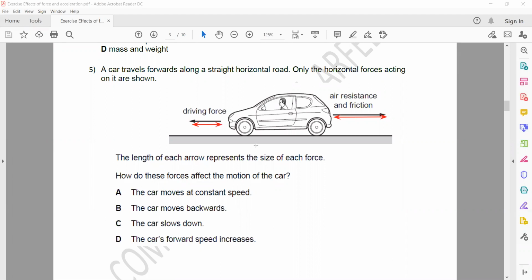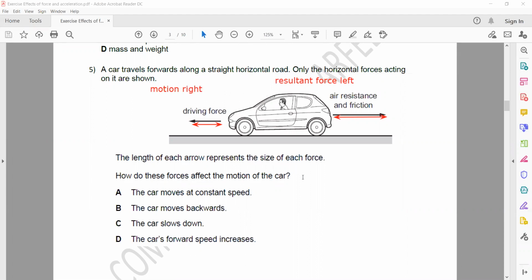So how do the forces affect the motion? What is the direction of the resultant force? When we calculate the direction of the resultant force, it is towards the left. And what is the direction of the motion? The direction of the initial motion is towards the right.